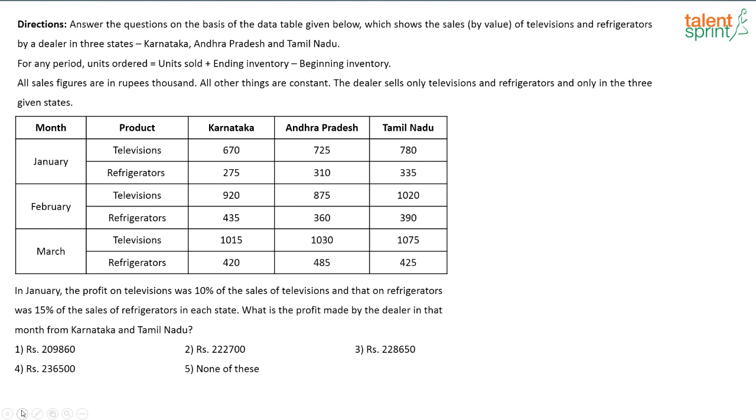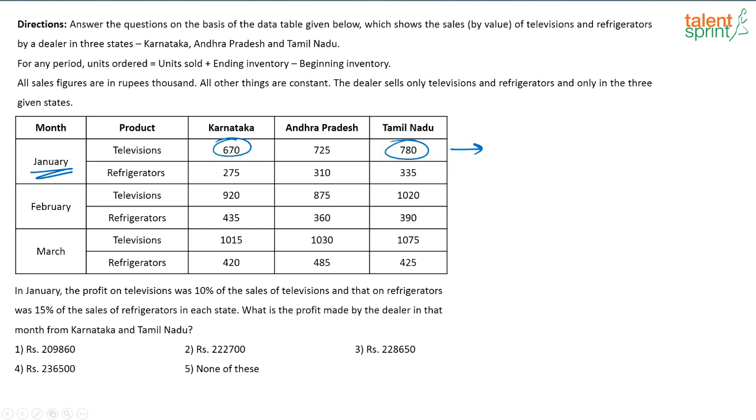In January, the profit on television was 10% of the sales of television, and that on refrigerators was 15% of the sales of refrigerators in each state. What is the profit made by the dealer in that month from Karnataka and Tamil Nadu? So in January, the profit on television was 10% of sales of television, 15% on refrigerator. So we are looking at January, and you are looking at only two states, Karnataka and Tamil Nadu.